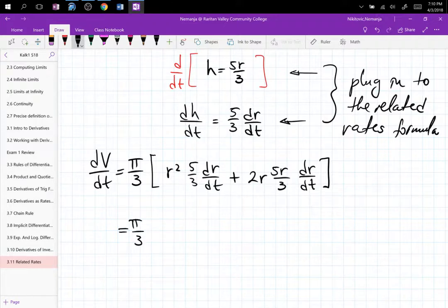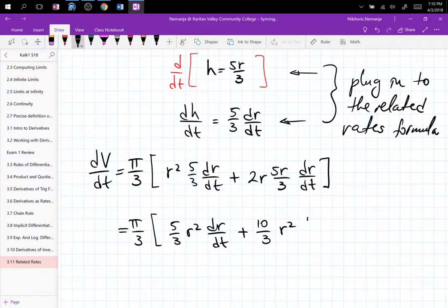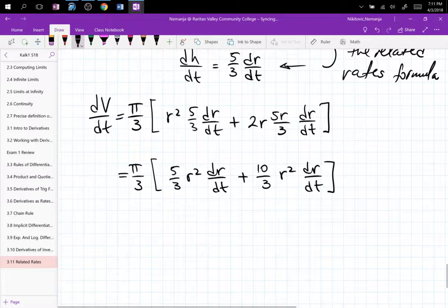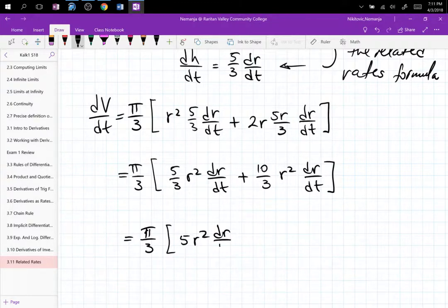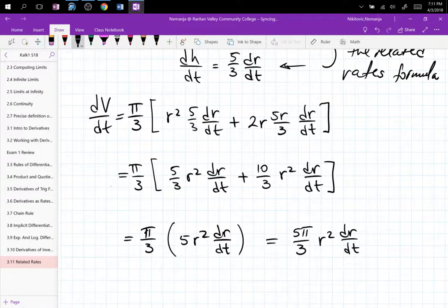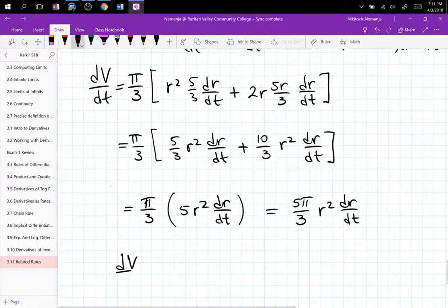Now this compresses the formula greatly. I have pi over 3, 5/3 r squared dr/dt, plus 10/3 r squared dr/dt, and you see they have the same variable part, so these are like terms you can add. So that's 15/3, and that's 5. So pi over 3 times 5r squared dr/dt. Just use basic parentheses. And that is, at the end, 5 pi over 3 r squared dr/dt. And there's your new related rates formula that has fewer variables.